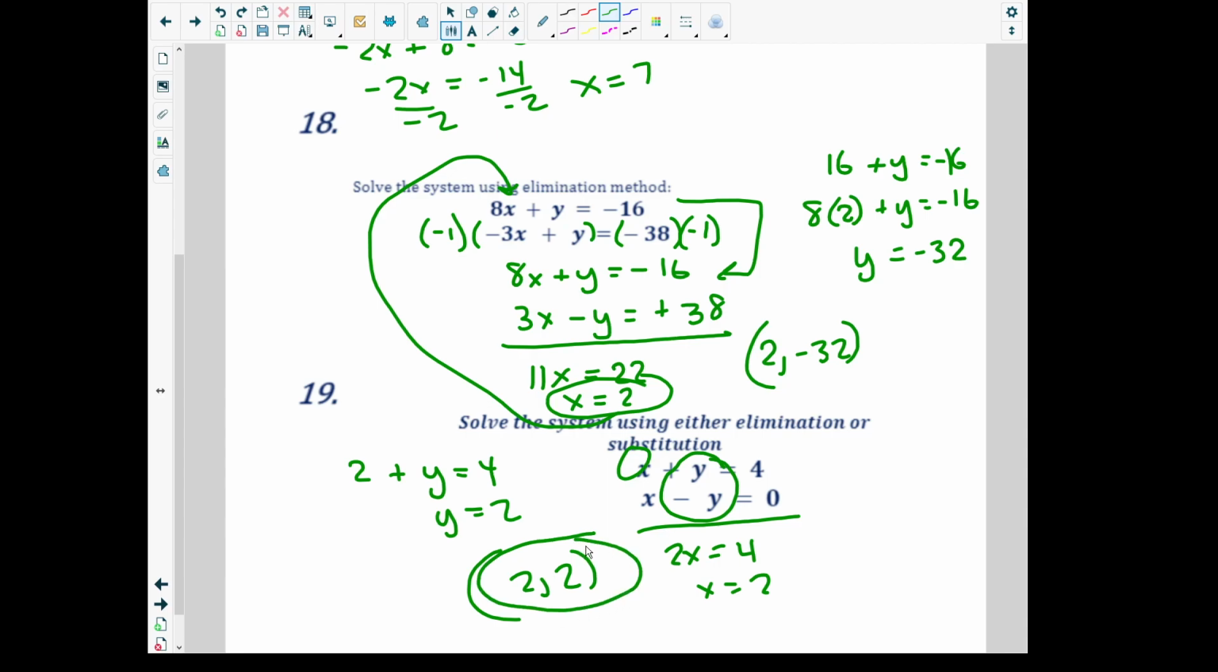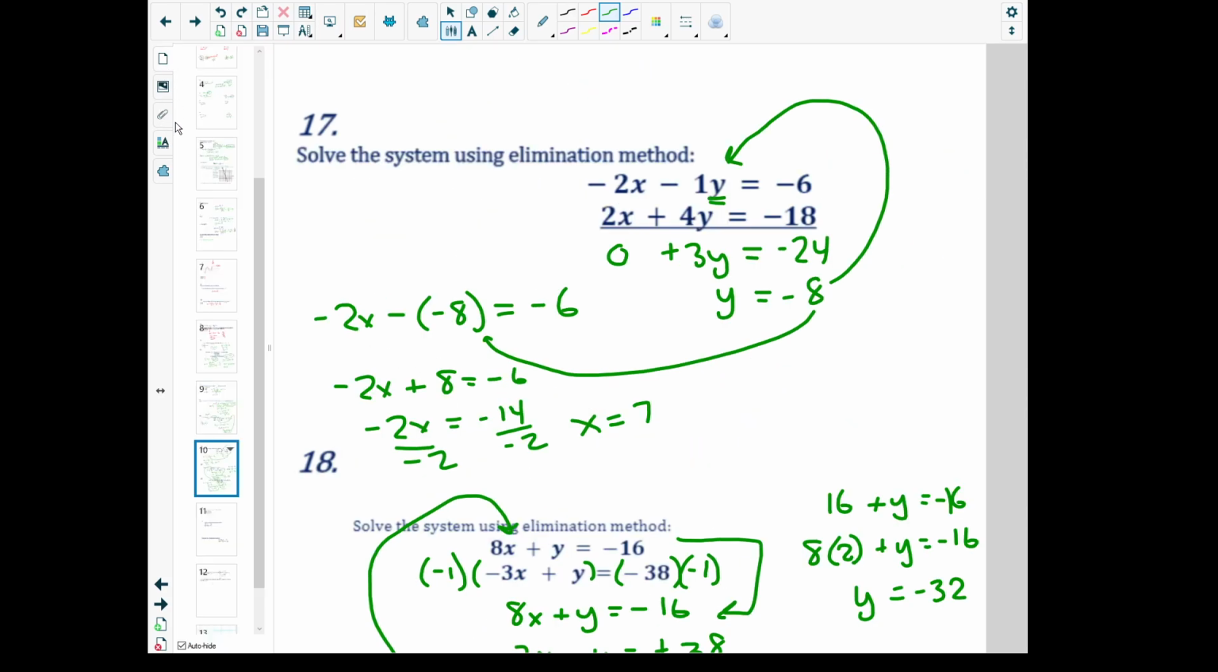So they're both 2, 2. That's my answer. Well, I should say, it's the point (2, 2), right? So I've got to put a box around this. I don't want to circle that. It'll look confusing. Okay, that was 19.